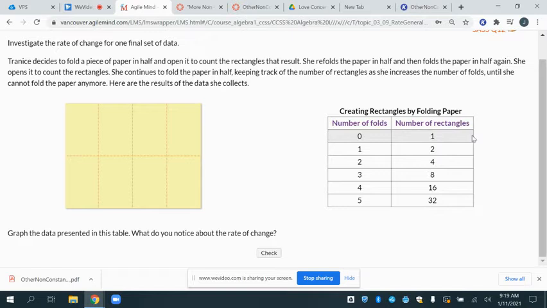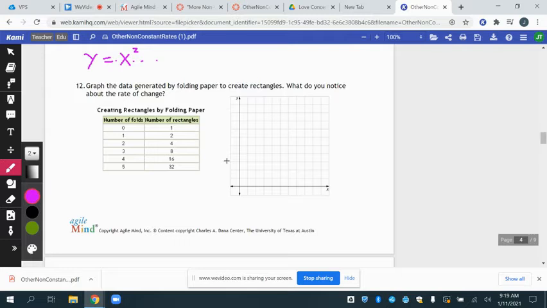Now you might notice right away the pattern of these numbers. Okay? This is not quadratic. This is what we call an exponential function. We're going to talk about what that means in a moment. But first, let's graph it. What do you notice about the rate of change? Okay, so let's graph it.